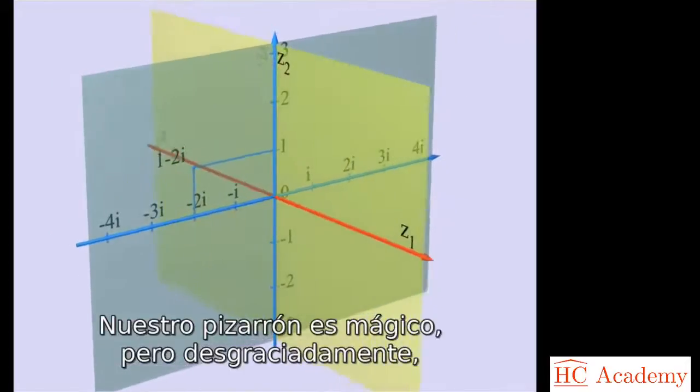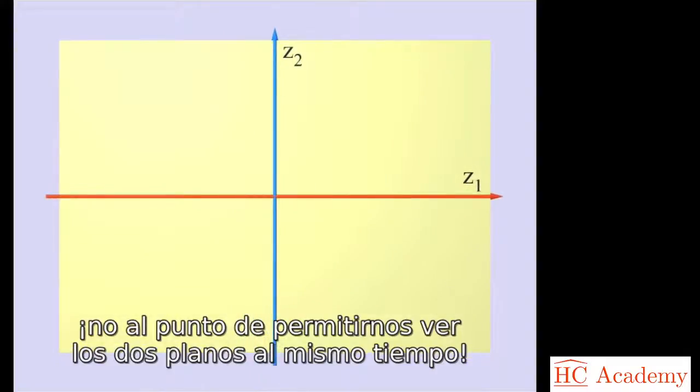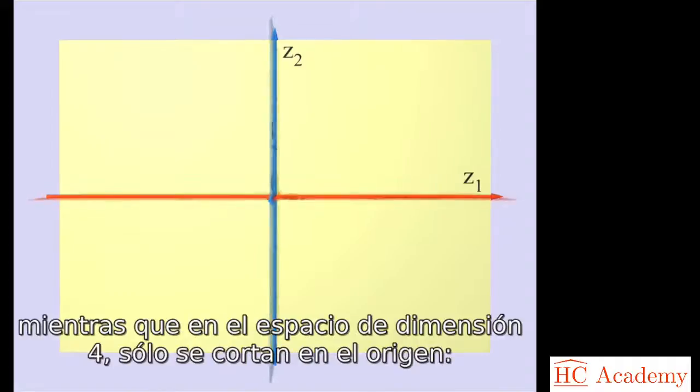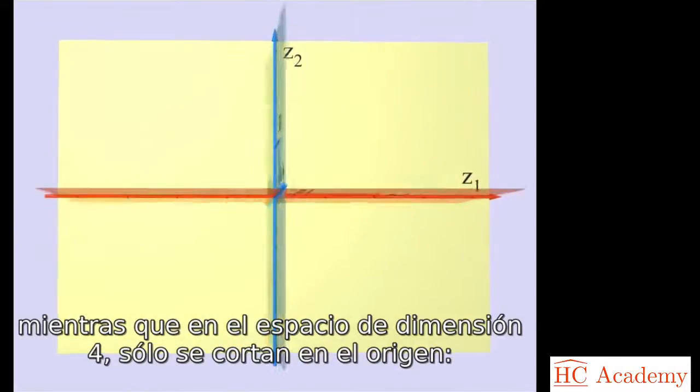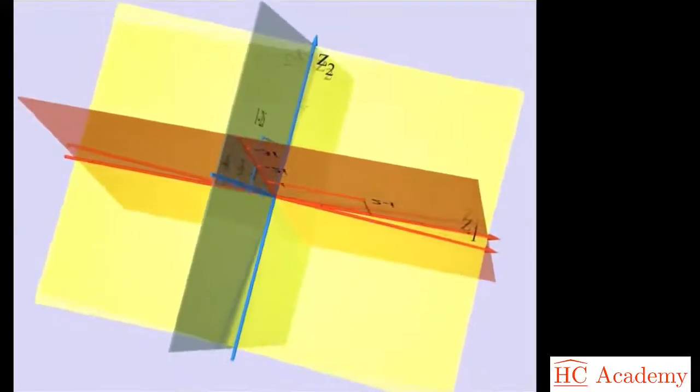Now our whiteboard is magical, but not enough to be able to show us the two planes simultaneously. If we try to depict them in three-dimensional space, they will intersect along a line, but in four-dimensional space, they intersect only at the origin. After all, they are axes.